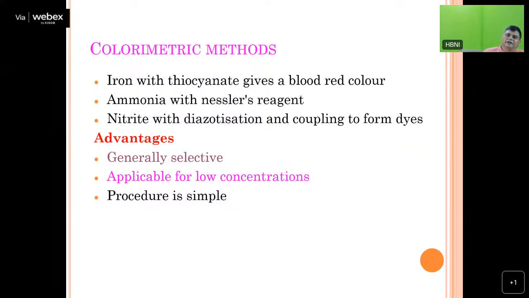Then determination of nitrate with digestion, coupling to form a dye. An advantage is that these are very selective methods, and even at very low concentrations they give a very nice color and can be determined. And the procedure is a simple one. So these are certain advantages of using these colorimetric methods.